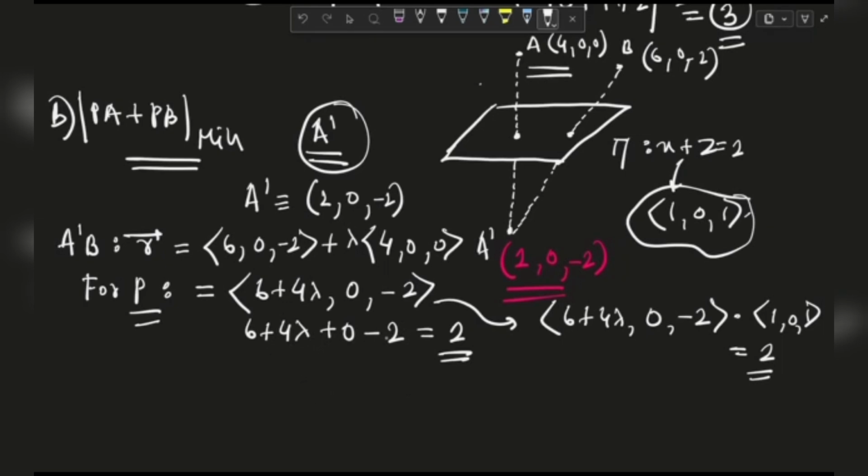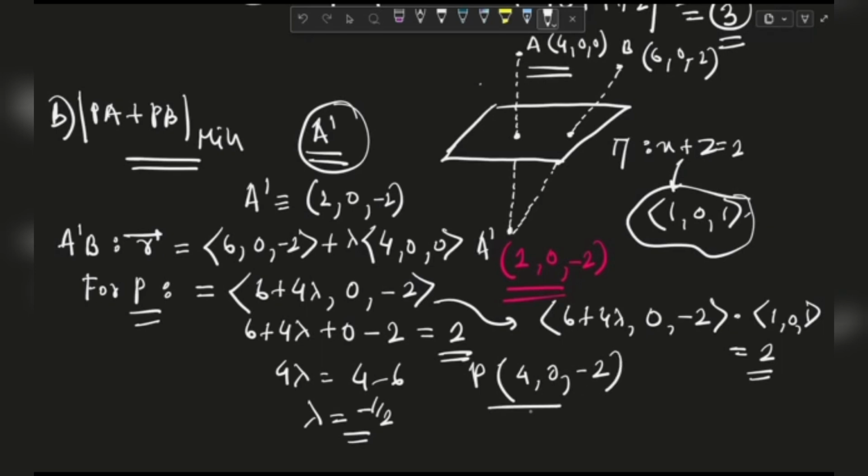This is your minus 2, so that side I guess this becomes plus 2, and minus 6 plus 2 on the RHS is minus 4. Okay, it's not minus 4, just a minute. 4 lambda is your 2 plus 2, 4 minus 6, sorry. So lambda is your minus half. So P, we can immediately get P. This becomes minus 6 minus 2, I guess, which is 4. This is 0, and this becomes minus 2. This is our point P.